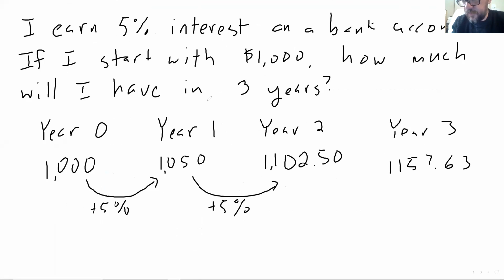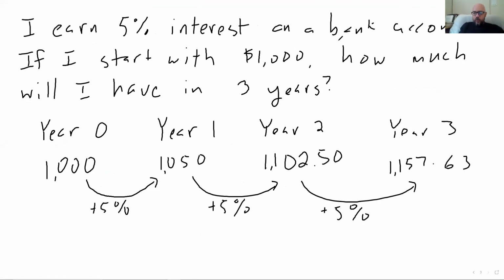$1157.63. That's kind of ugly. Let me fix that up a little bit. Now I'll tolerate a little bit of sloppiness, but that was pretty bad. 1157.63. There we go. Okay, so this is plus 5%. So after 3 years, I have 1157.63. Great, we solved the problem.